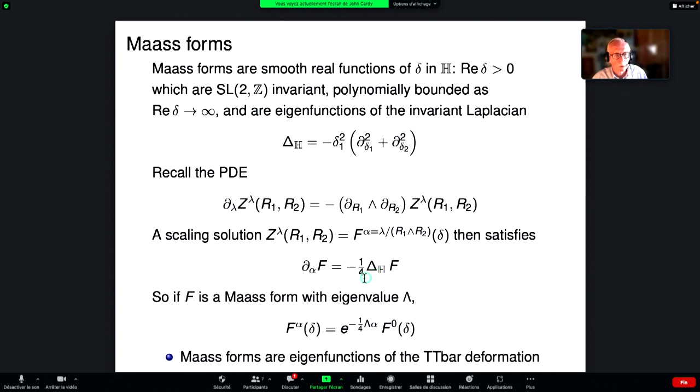And it shows in particular that if F happens to be a Maass form, that means it's an eigenfunction of the Laplacian, then it means that the deformed Maass form is just a multiple of the old undeformed Maass form. So the Maass forms are eigenfunctions of the TTbar deformation. So we have an interesting connection here with this thing that came out of physics with something which is of interest to mathematicians. And this needs to be explored a lot more.